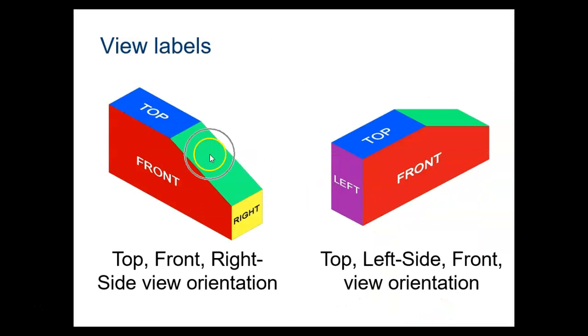Here we have a view of an isometric block. The view labels represent the surfaces. So on this particular block at this angle, this is the front surface, this is the top, and this is the right. The surface names don't change, but you can change the orientation. So this is still front, this is still top, but now we actually see the left side of the object.